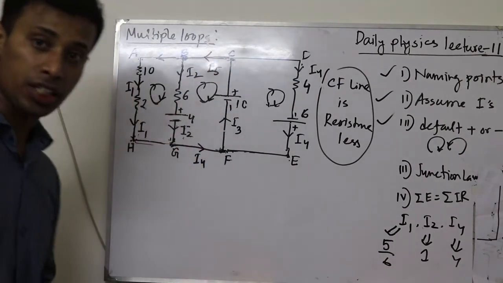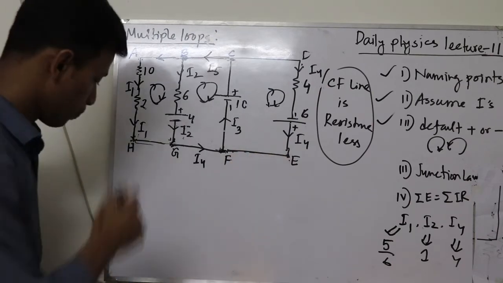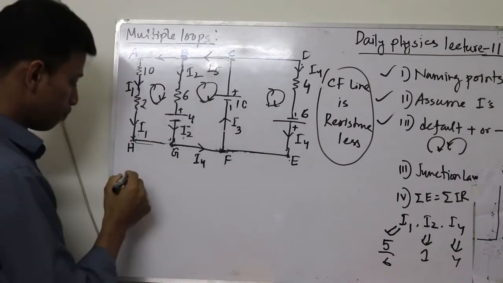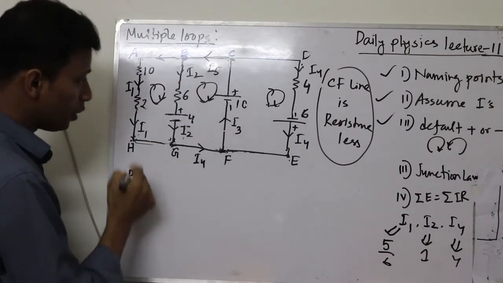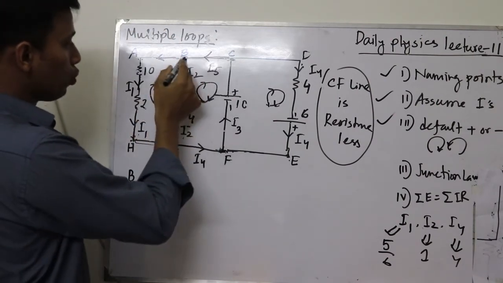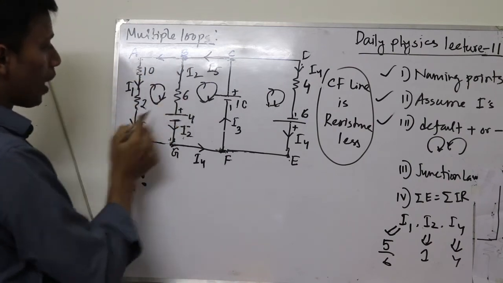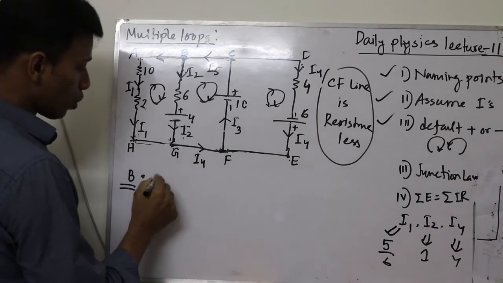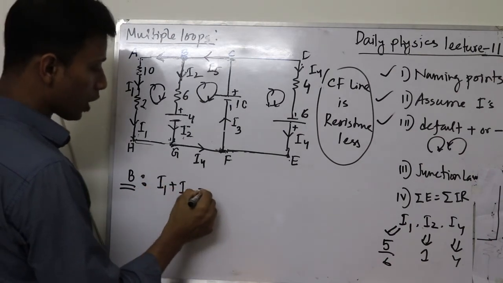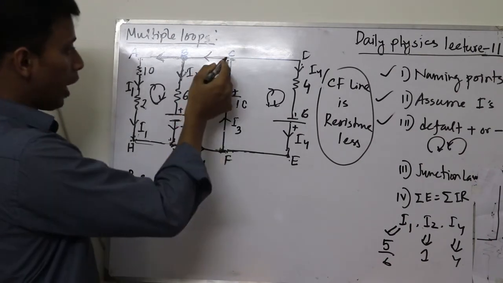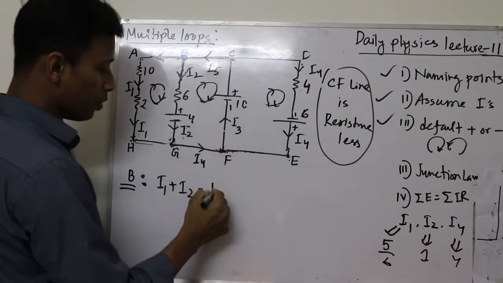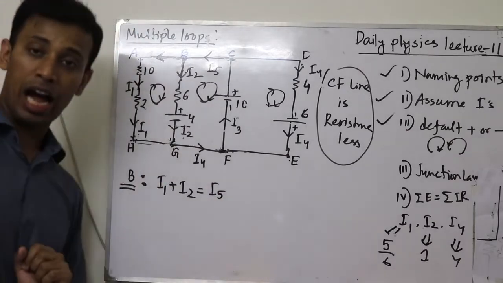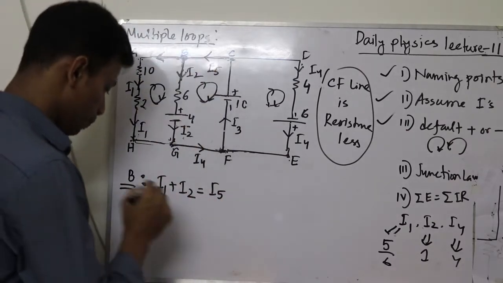Now I will use the junction because we already have three currents. Okay, let's use junction B. From junction B, what can we get here? I2 and this line I1. So I1 is moving outward, I2 is moving outward. So I1 plus I2 outward current should be the inward current, and only one current is inward, that's I5. So I've got I5. We know I1, we know I2, we can get I5, the current flowing through BC.